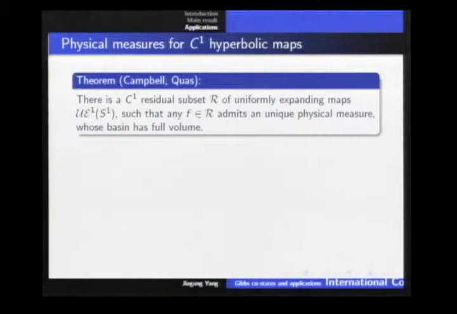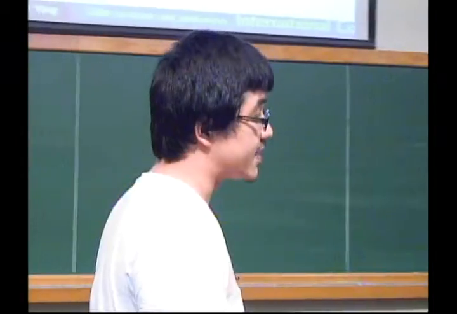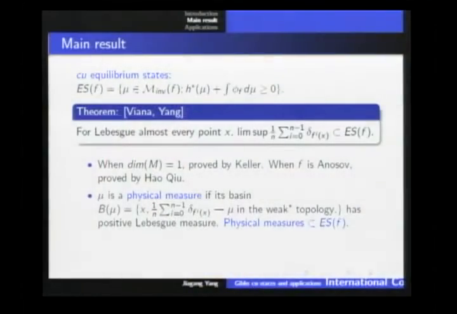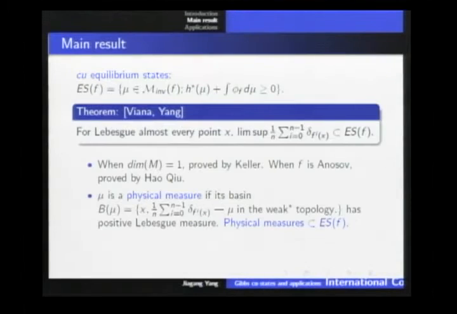So how to prove it? The argument is very easy. What we need is to show it has a unique CU Gibbs state. Let's recall the result here: for almost every point, the limit always contains a CU Gibbs state. So any convergence limit may not be unique, right? So how to prove it has a unique physical measure? The idea is very easy. We only need to show the equilibrium state contains only a unique element. If it contains a unique element, every point has to converge to the same measure because it's unique, and this measure should be the physical measure.